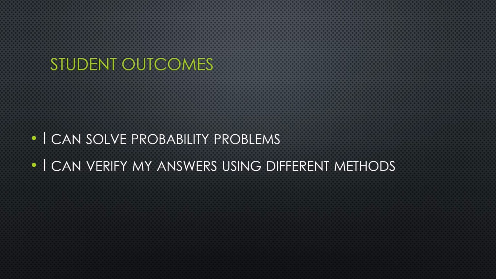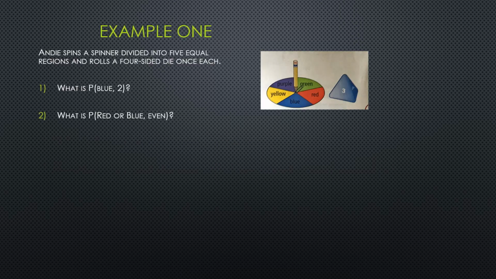So let's look at our first example. Example 1 says Andy spins a spinner divided into 5 equal regions and rolls a 4-sided die once each. The first question says, what is the probability of getting a blue 2? Now remember, when we look at our die, even though we only see 3 and 4, there still is 1, 2, 3, and 4 available.